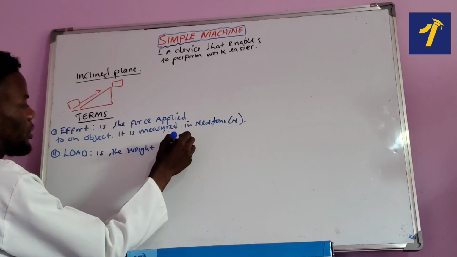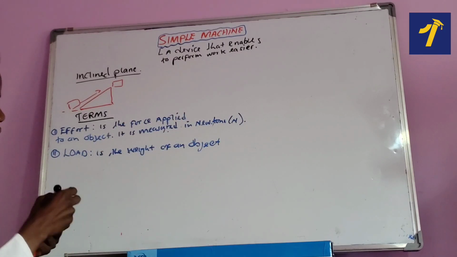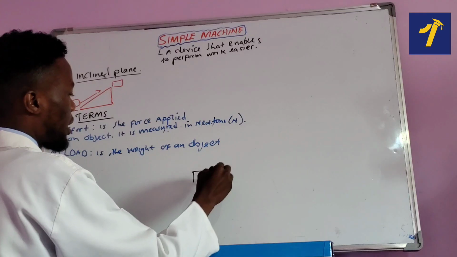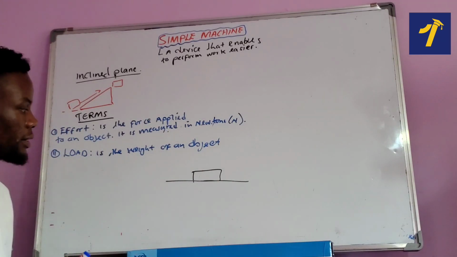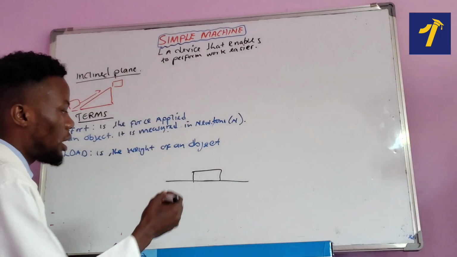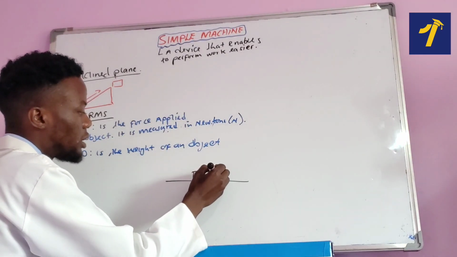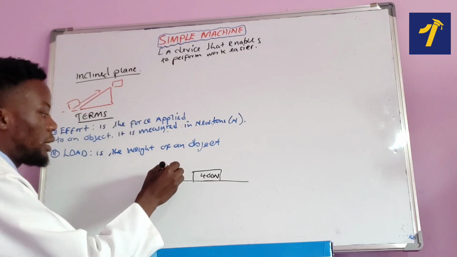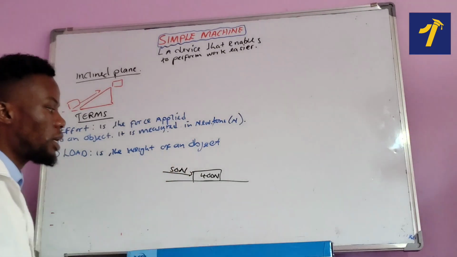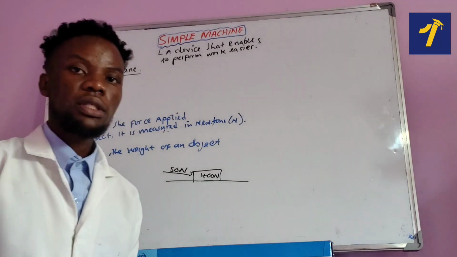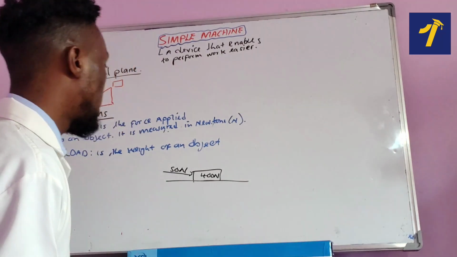Weight of an object. Okay, another scenario. If you have this object on this surface, and this object is weighing about maybe 400 newtons, and you are applying a force of 50 newtons. So let us try to identify. Then I ask you to identify the effort and the load. How can we identify that?